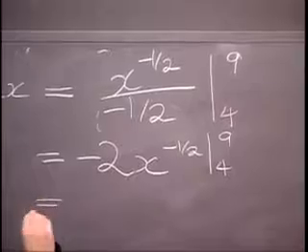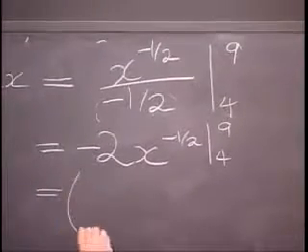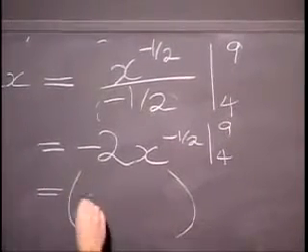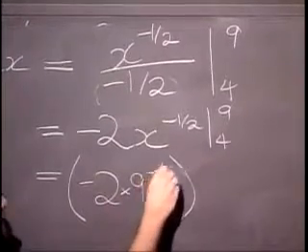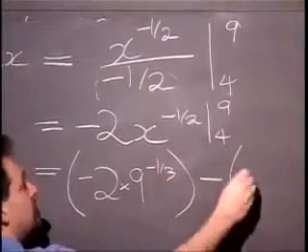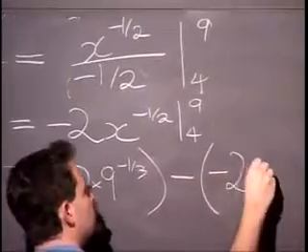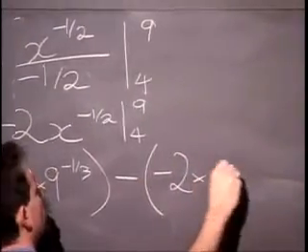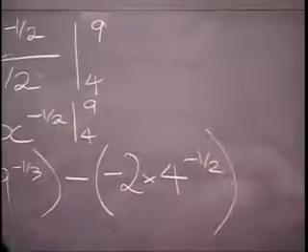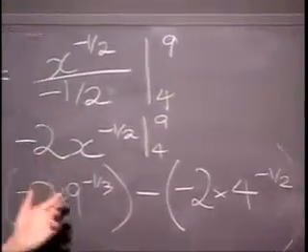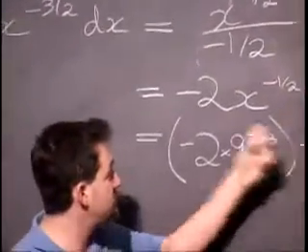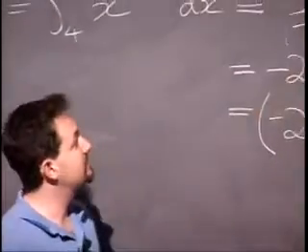So let's just make sure we get this right. Big parentheses. Minus 2 times 9 to the minus 1 half, minus, minus 2 times 4 to the minus 1 half. You need this minus, which comes from the fundamental theorem, but you need these 2 minuses, which come from the antiderivative.